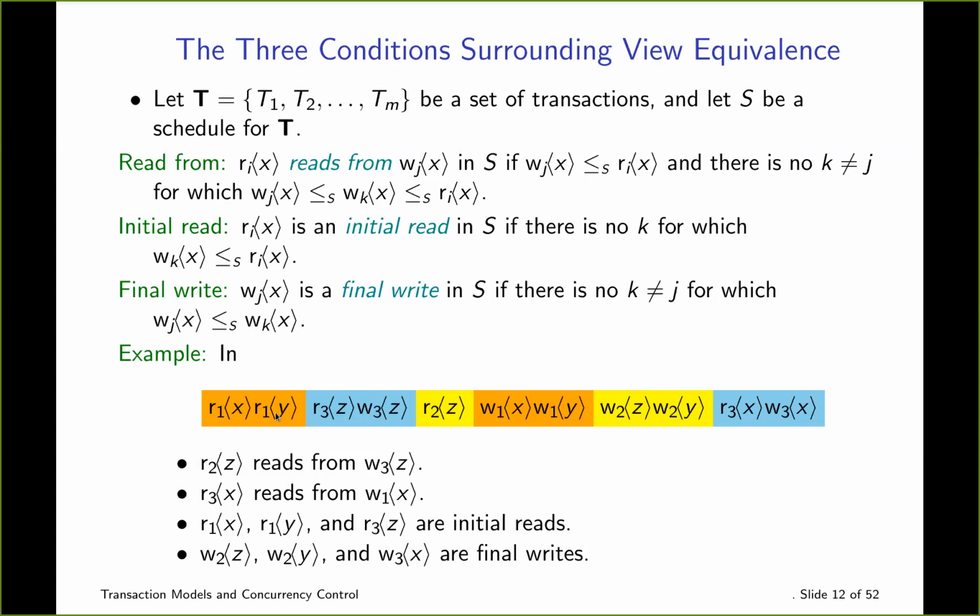Initial reads can be a little bit tricky though. If we also had a read of Y right here, then since no one has written Y, transaction 3 would also be doing an initial read of Y. These are just definitional, but it should be pretty clear: if I set up one of these schedules and ask you where the initial read of some object is, you should be able to figure it out. It's not that hard if you think about it.